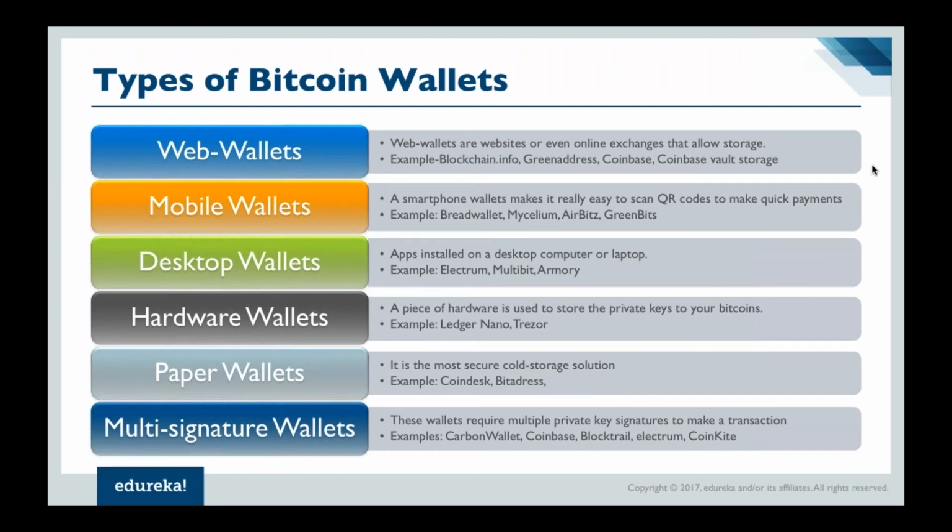A hardware wallet is basically a piece of hardware used to store your private keys to your Bitcoins or any currency. There are examples like Ledger Nano or Trezor. These basically use a USB drive. Hardware wallets are like pen drives, but they have the ability to store your private keys on the USB device itself.